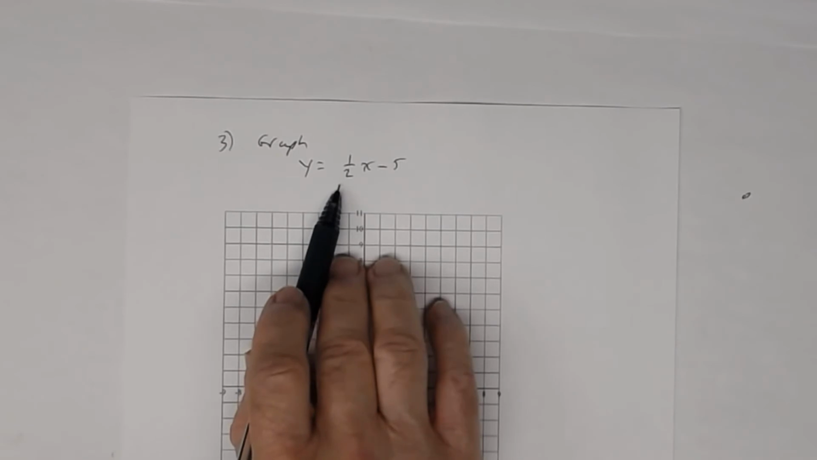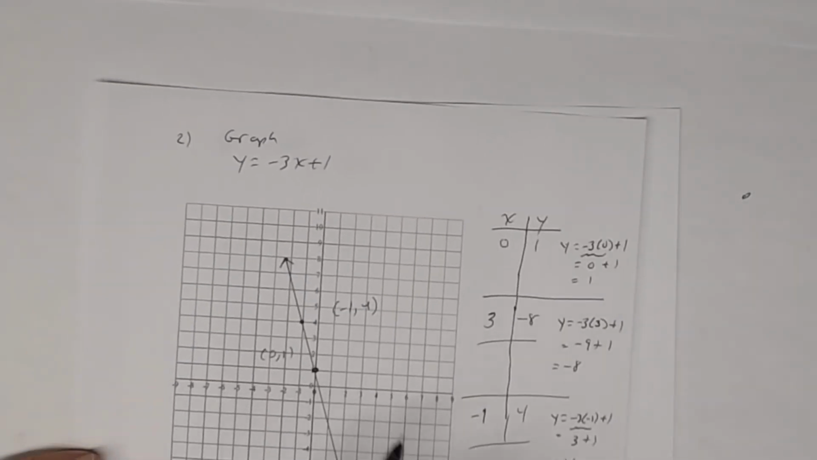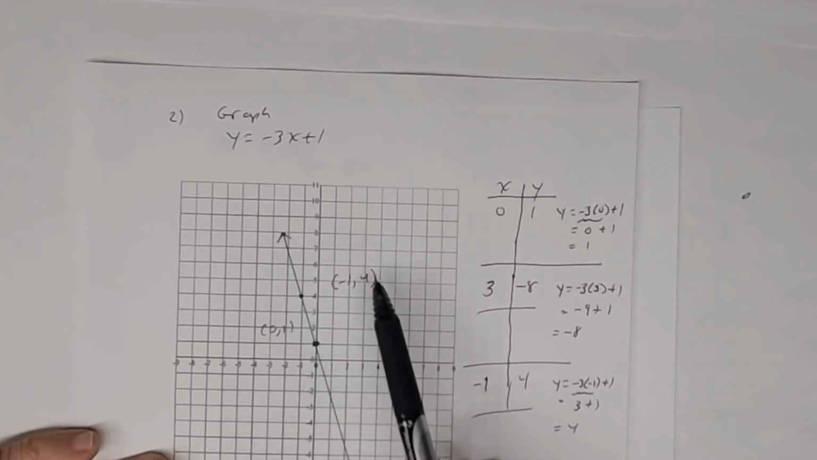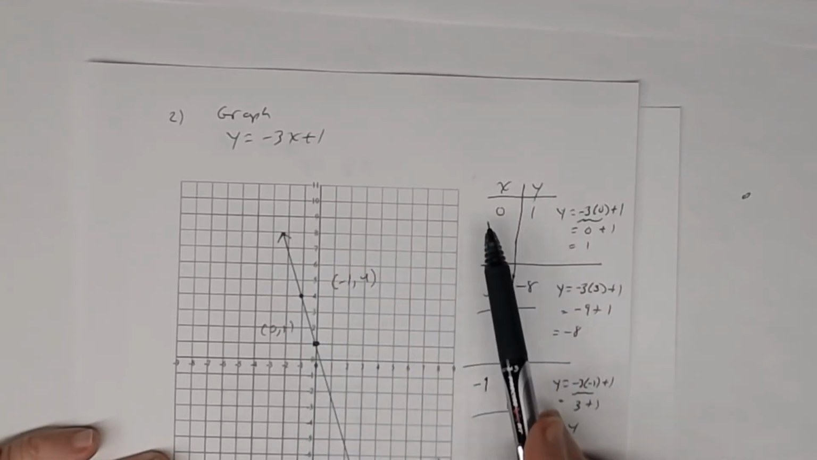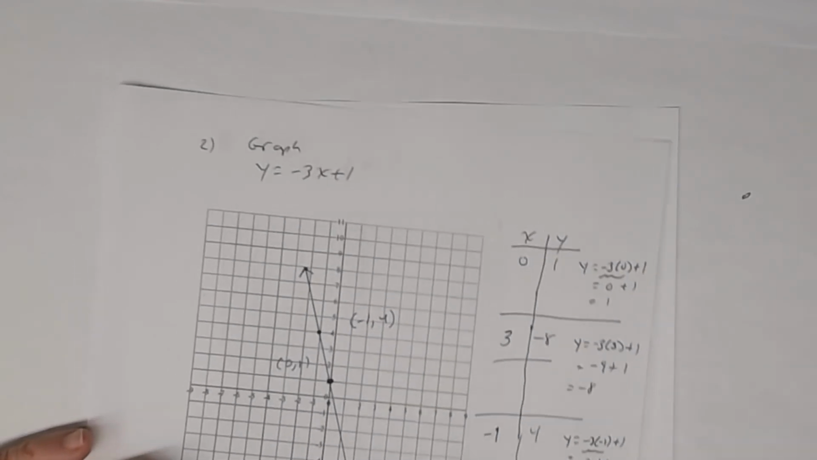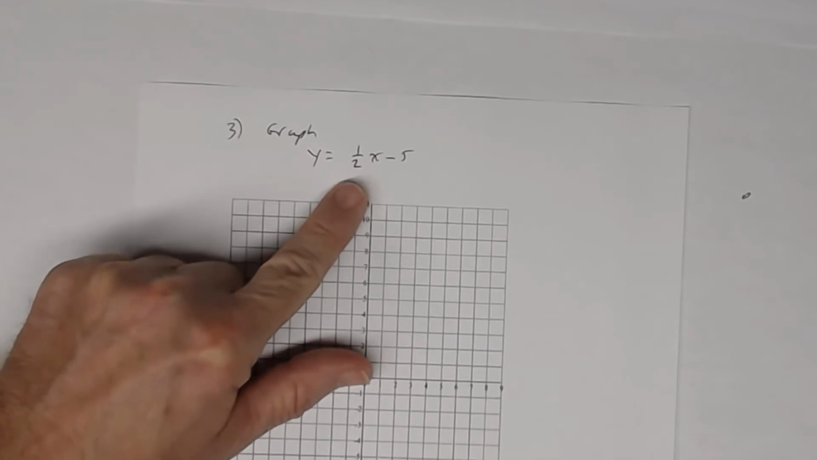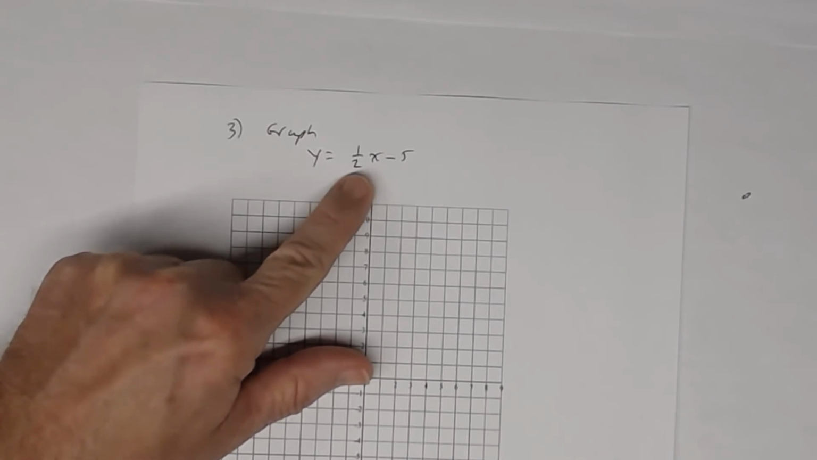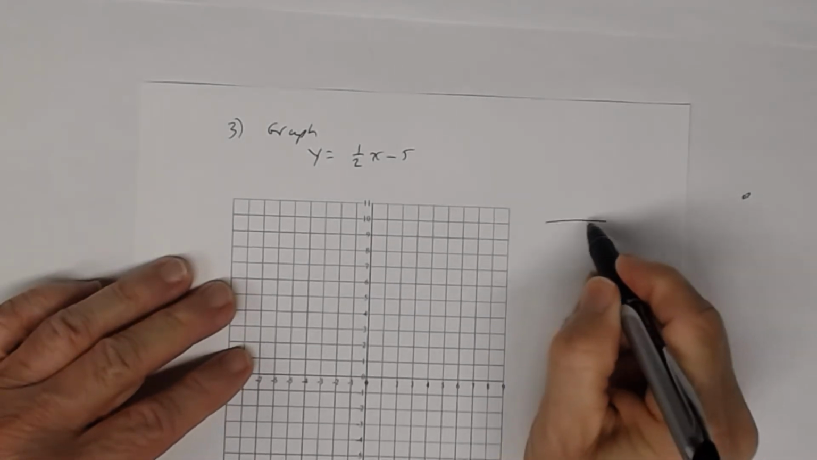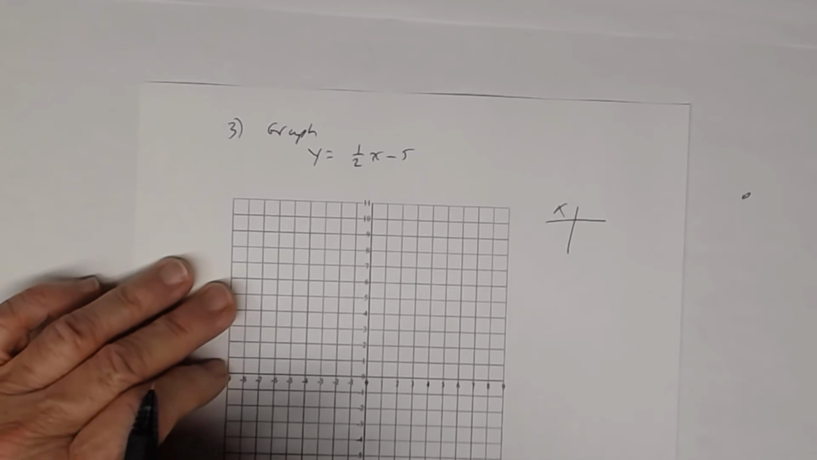Now notice this time I have a fraction. And remember what I said earlier. It makes things so much easier for you in terms of graphing if the x and y coordinate are integers. So when you have a fraction, you want to think, all right, I don't want to graph or plot fractions. What I want to do is choose an x value that will make this y value an integer.